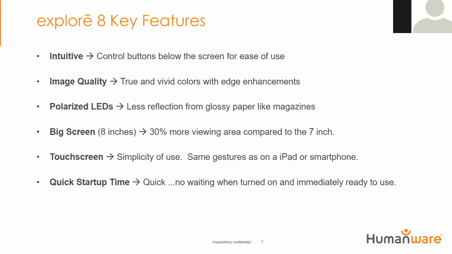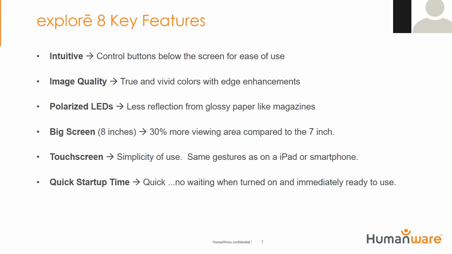Key features for the Explore 8: intuitive controls. All the buttons are below the screen for ease of use, so you have an easier time using the buttons, and they're placed where your thumbs are. Image quality: true vivid colors and edge enhancement, polarized LEDs, and so less reflection when you're trying to view glossy paper. A bigger screen, 8-inch, which translates to 30% more viewing area compared to a 7-inch.